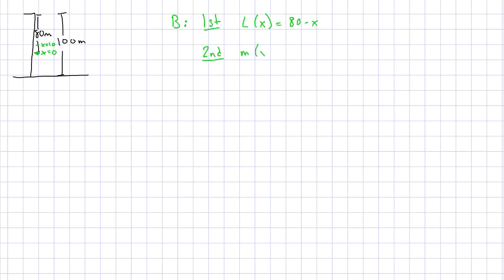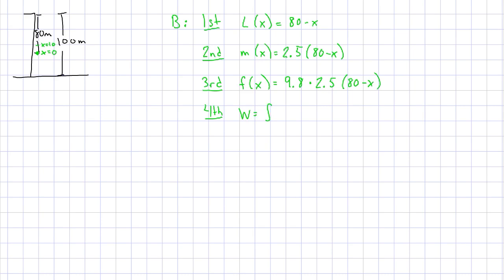The second thing I need to do is write my mass function. The mass function is always going to be the density, which was 2.5, times (80 minus x). The third thing I need to do is write my force function. This is the same, except I just carry my L of x through. So steps 2 and 3 are exactly the same, except you carry that length function through. So instead I'll have 9.8 times 2.5 times (80 minus x). And then the fourth step is to integrate to find my total work.